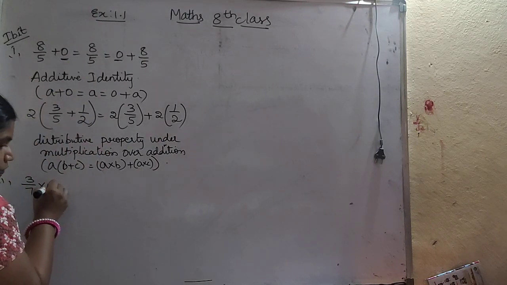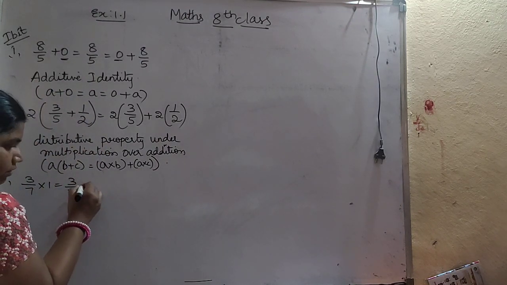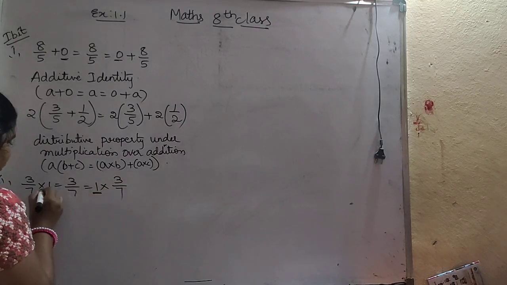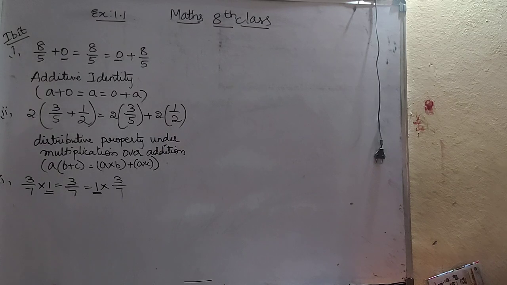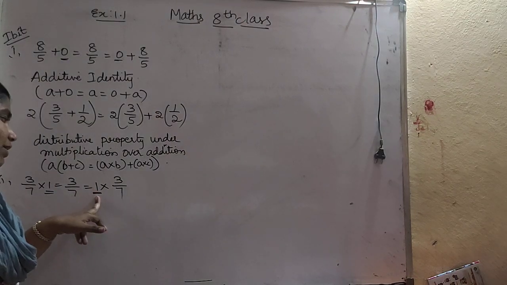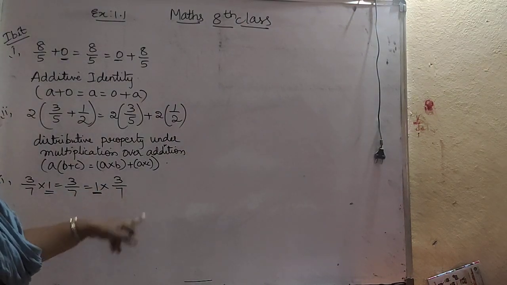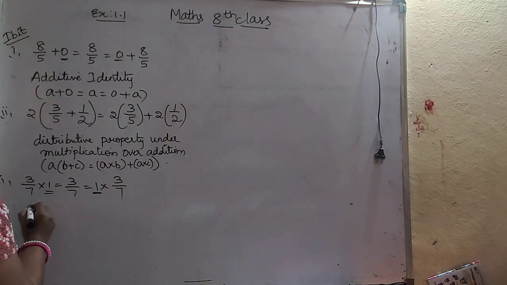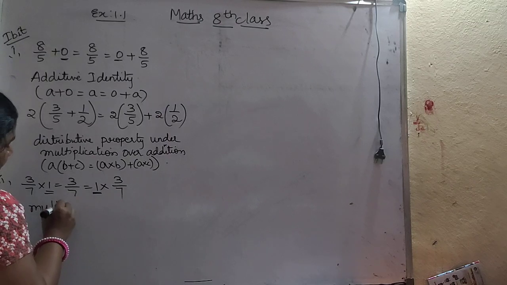So next one, 3 by 7 into 1 is equals to 3 by 7 is equals to 1 into 3 by 7. So here you are seeing the 1. So 1 we will call it as multiplicative identity. So 3 by 7 they multiplied with 1. The result is 3 by 7 itself. Again 1 they have multiplied with 3 by 7. Again the result is 3 by 7 itself. So which identity is that? Multiplicative identity.